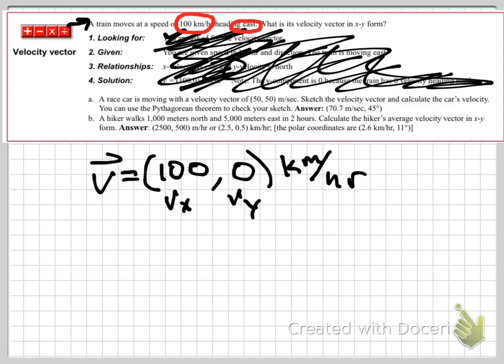Our train isn't flying through the air. It's staying on the track, so it's got no vertical velocity, thank God. And our horizontal velocity is 100 kilometers per hour.